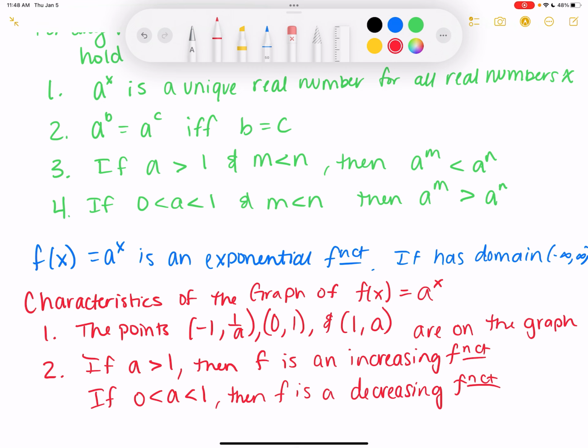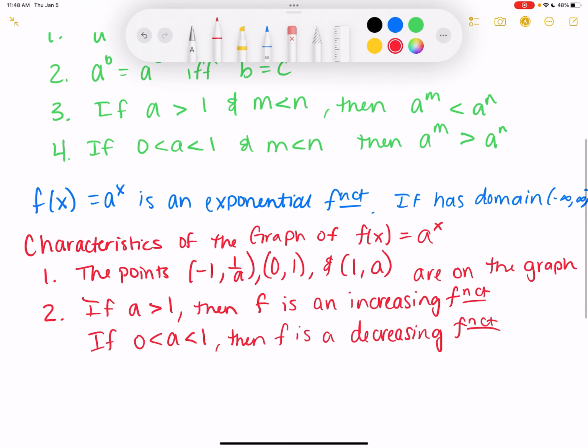The reason we say it's between 0 and 1 or greater than 1 is because if it was a number less than 0, it's negative, which means it's being reflected. So it's just being flipped. So basically, if it's a fraction, it's decreasing. If it's a whole number, it's increasing.